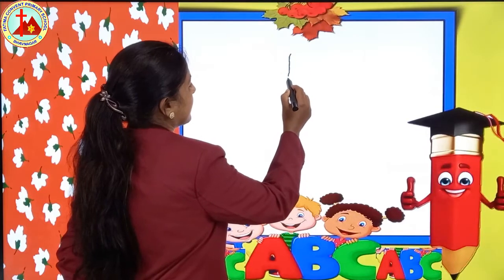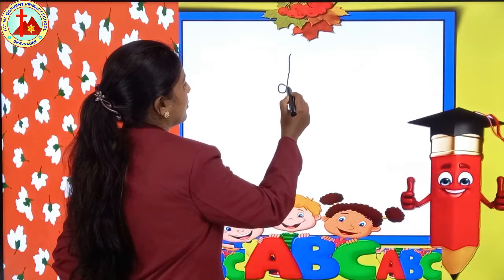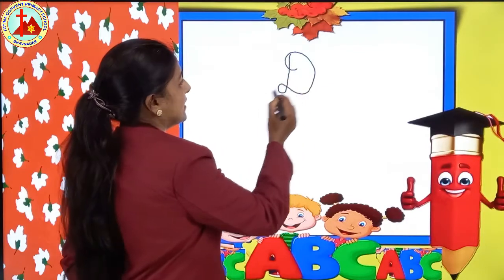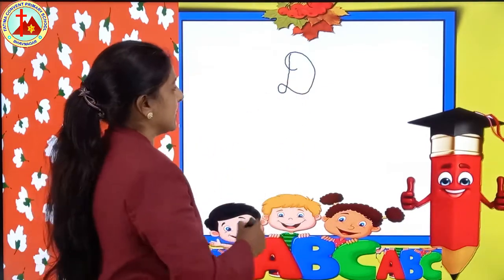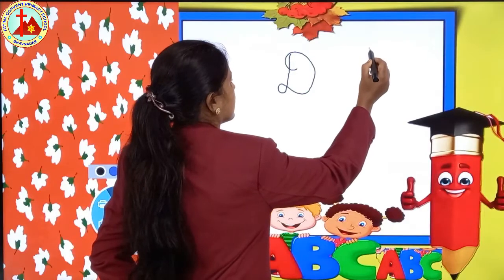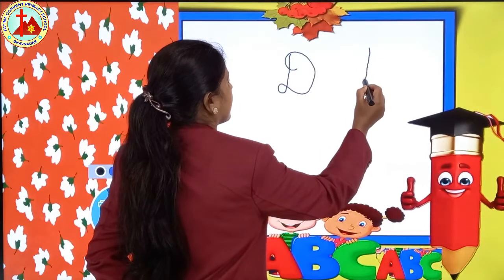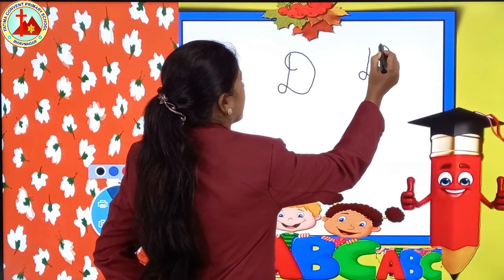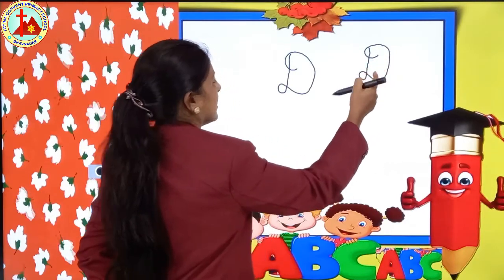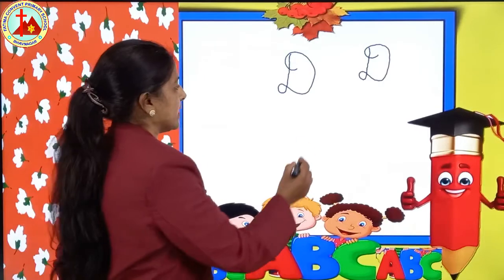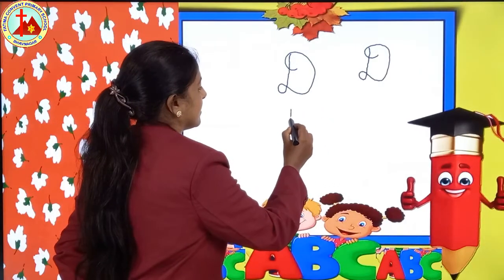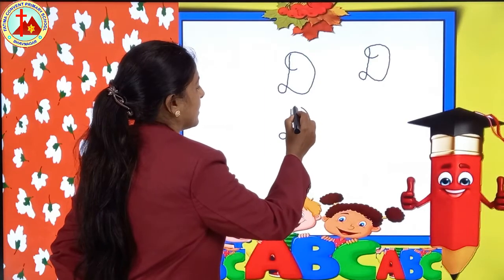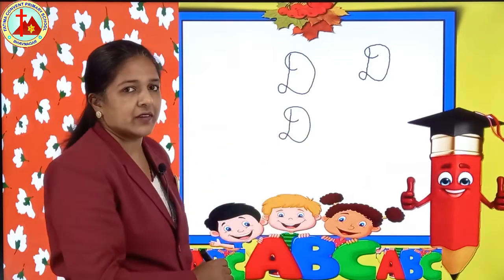Standing line, out, make a loop, turn and go up, and D, cursive capital D. Again we'll write. Standing line, loop outside, go up, inside curve, D, cursive capital D. Again standing line, outside loop, go up, curve inside, cursive capital D.